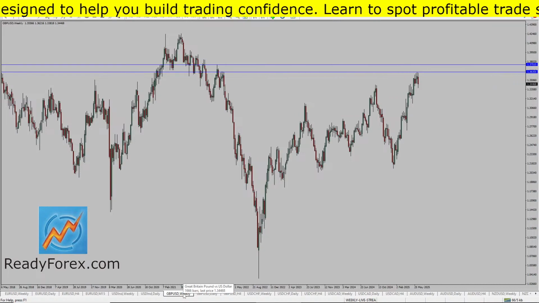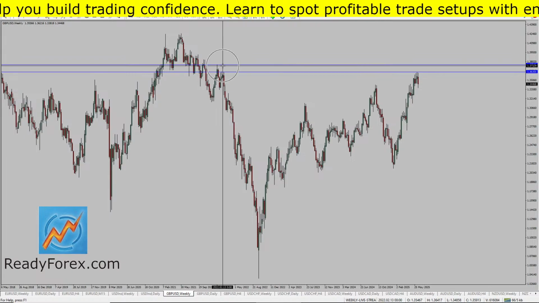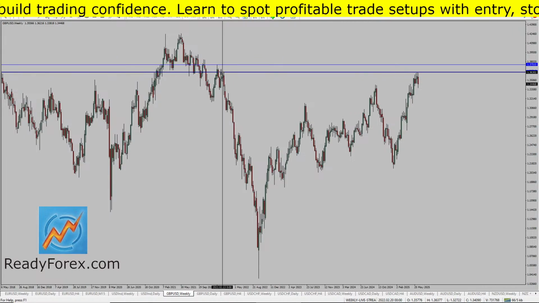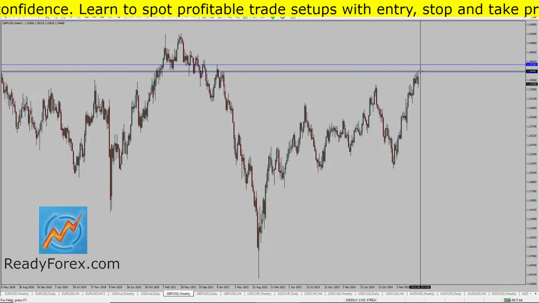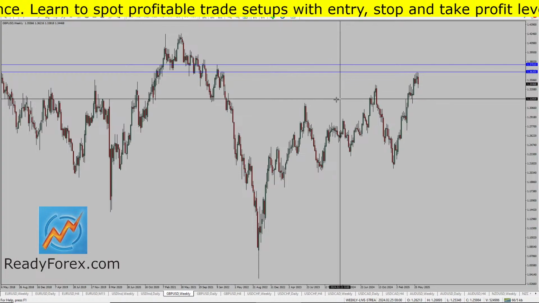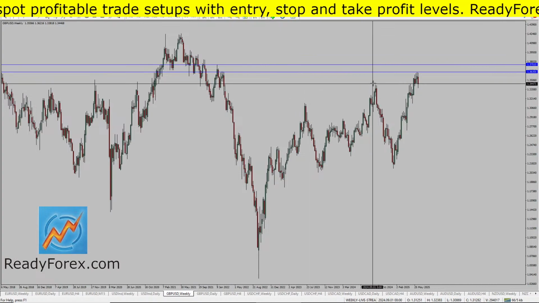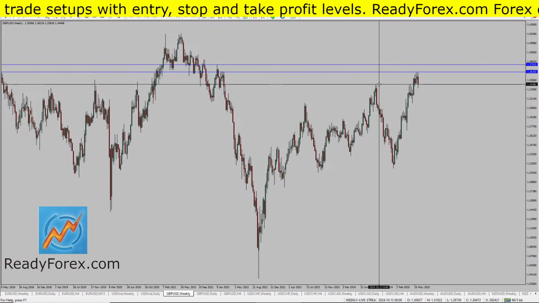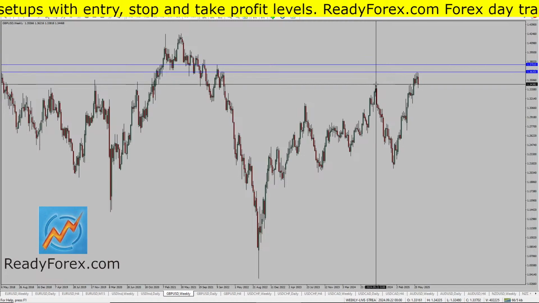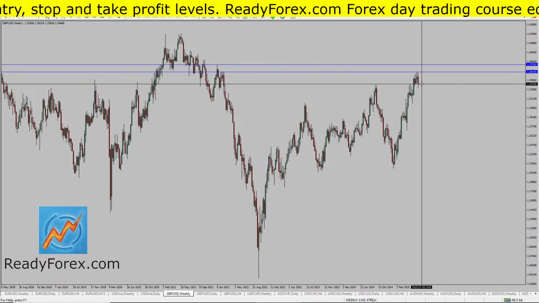This is the GBPUSD currency pair on the weekly time frame. We have some resistance level up here. The market is most likely going to find some aggressive sellers over here. Previously, if you notice, we got a breakout, so price came back to test this level.